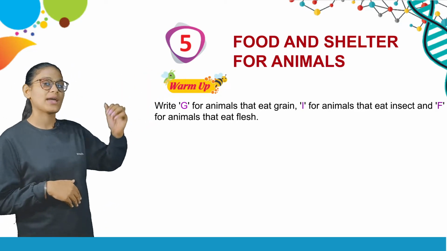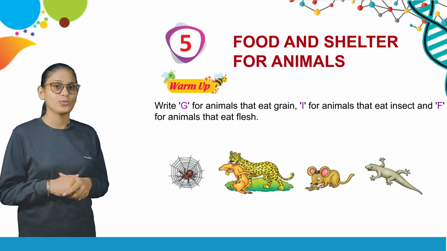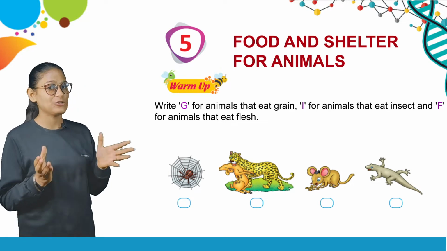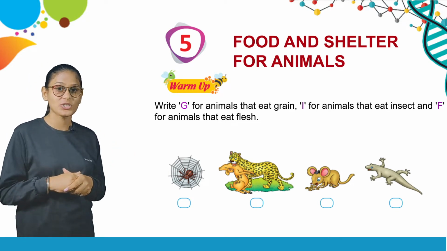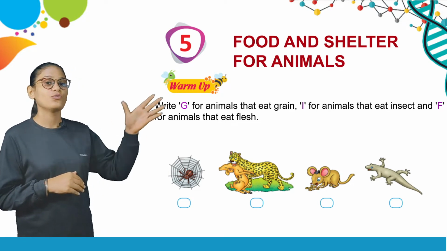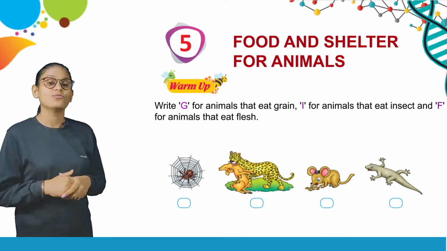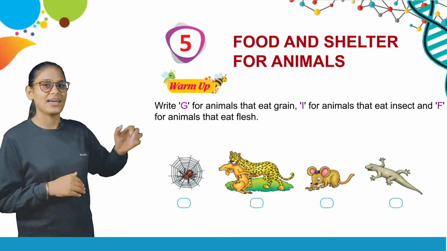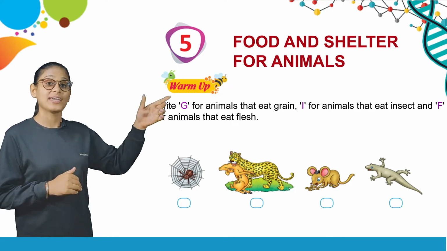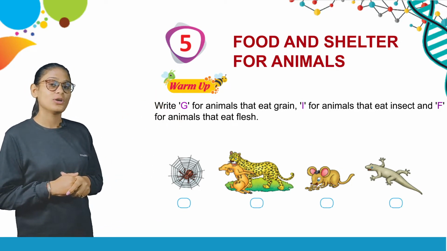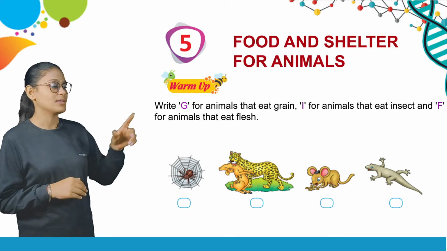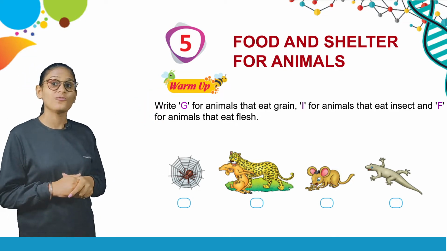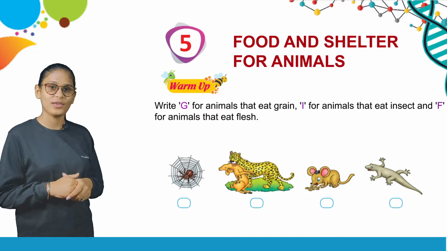Now everyone look at this picture, students. Now you can identify who can eat flesh or who can eat insects. So first is a spider. What does it eat? It eats insects. Right. The second picture, what is this? This animal eats flesh. So write F here.